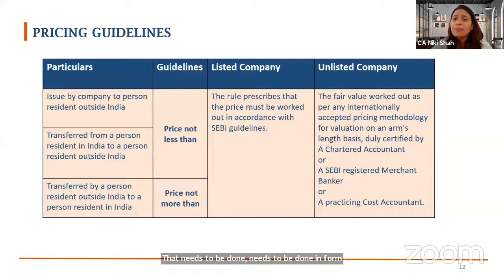If that is not done, company at times gets into a lot of trouble. Currently, we are dealing with a case when RBI is literally screwing the company, asking them to pull out the data of last 40 years because the company has not done the ESOP compliances.